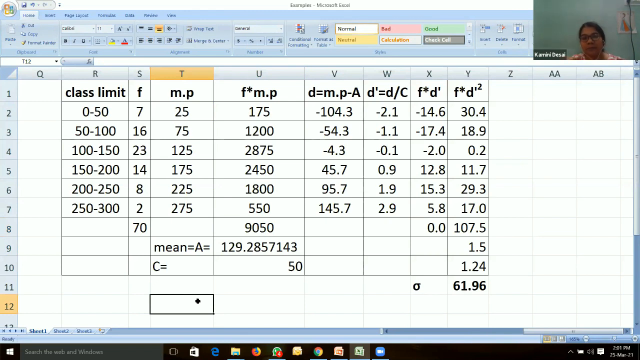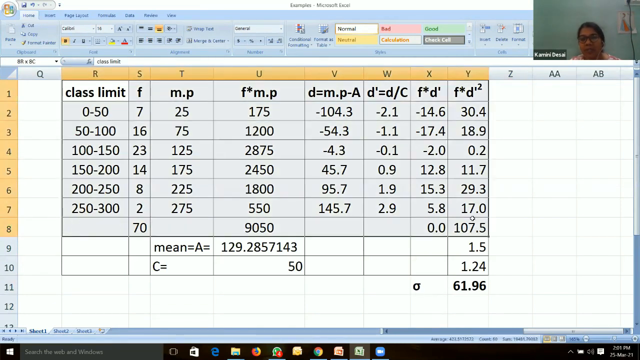Okay, we'll see you in the next lecture how to calculate the sigma. Has everyone's table been completed up to here? This okay.